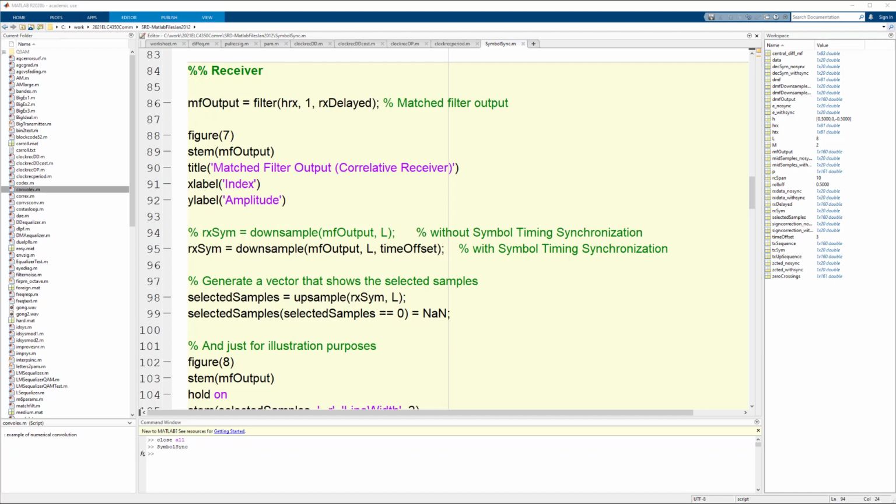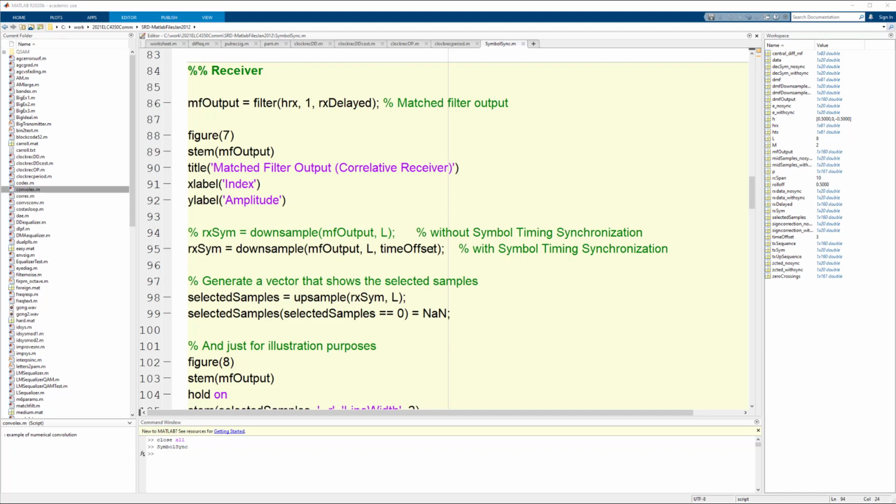At the receiver, we filter the received signal, the delayed version of the received signal, with the receive filter, which is the square root raised cosine. So MF output is this matched filter output. On figure 7, we plot out this matched filter output. Then on line 95, suppose symbol timing synchronization is perfectly done. So I can downsample the matched filter output with a downsampling rate of L equal to 8.